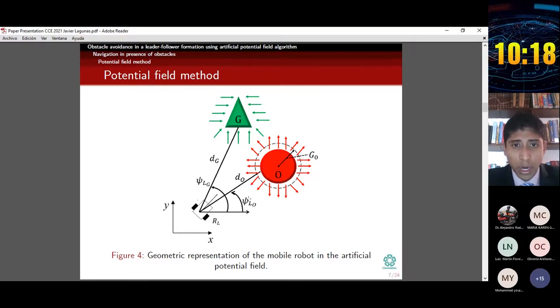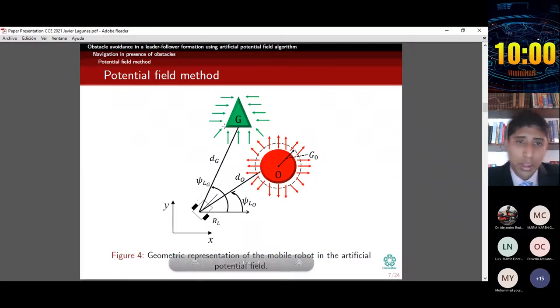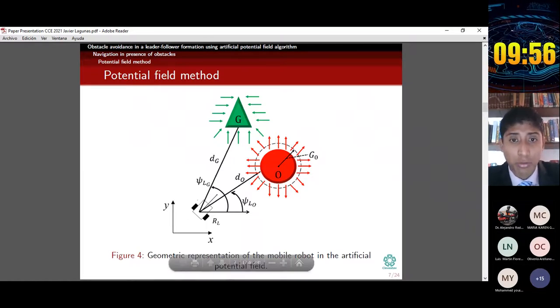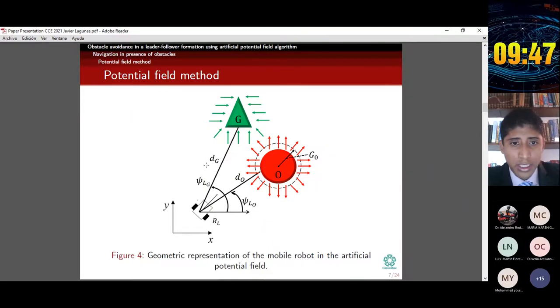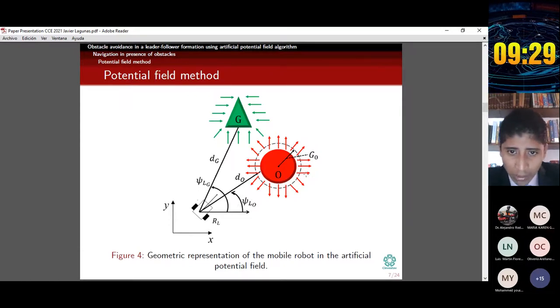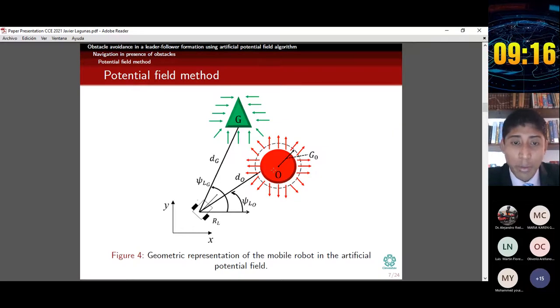As we can see in figure four, we have a little green triangle with letter G, which is the goal. The rover is going to reach the green triangle, but we have a little obstacle, with a little O, that it has to avoid. So here with just a little vector, we have a repulsion force that is created by the obstacle against the robot, and we have an attraction force that is reaching the goal. These angles are very important that we use: psi LG, the angle from the robot to the triangle goal, and psi LO, the angle from the robot to the obstacle. It is very important here that we have a little black circle, that is G0, a safety zone. Why we create a safety zone is because we don't know the diameter of the obstacle, so we can create a zone that is very important to avoid the whole obstacle.